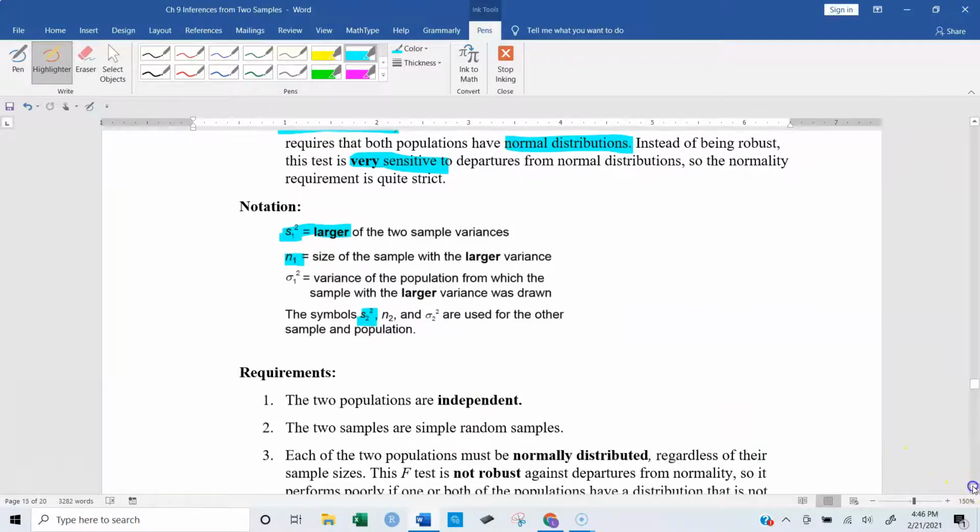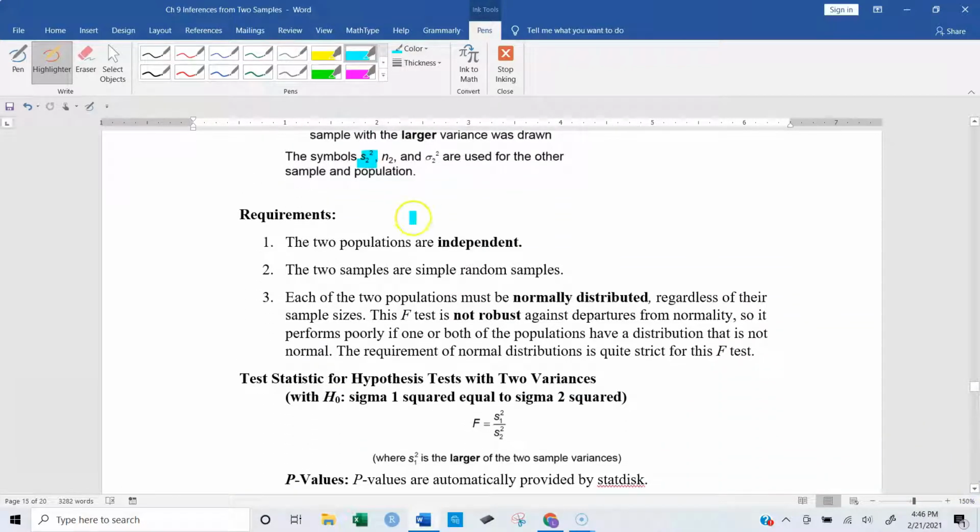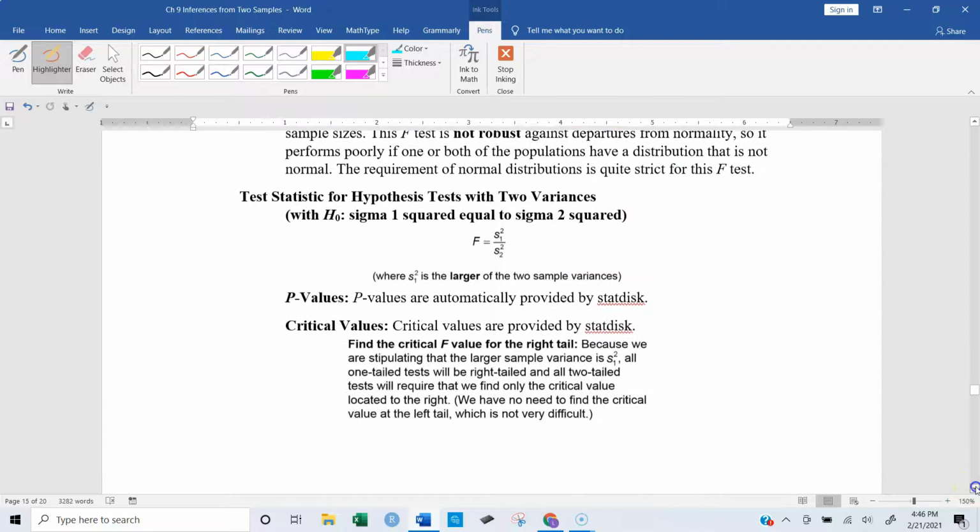Our requirements: they have to be independent. They have to be a simple random sample. They have to be normally distributed. This is very, very important and is very strict. So independent, random, normal. Again, we do have a formula we can use.